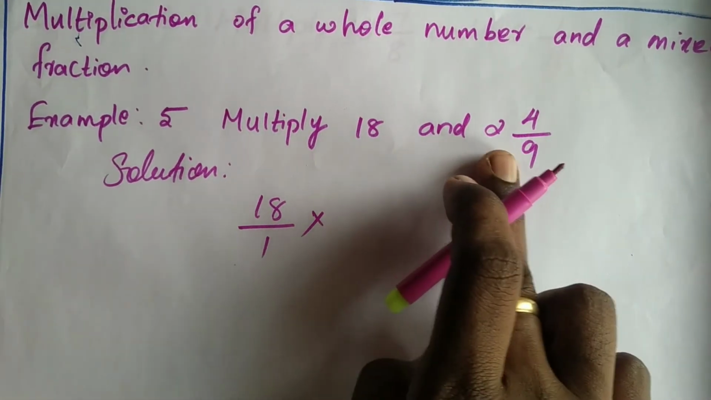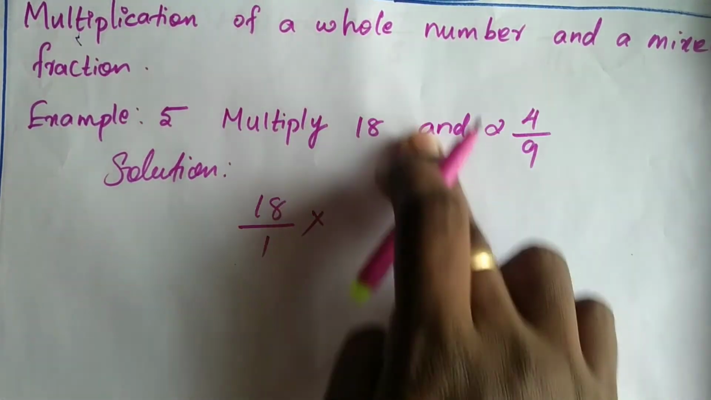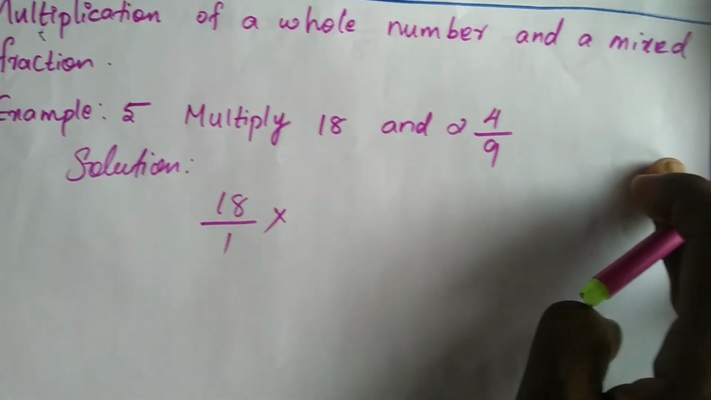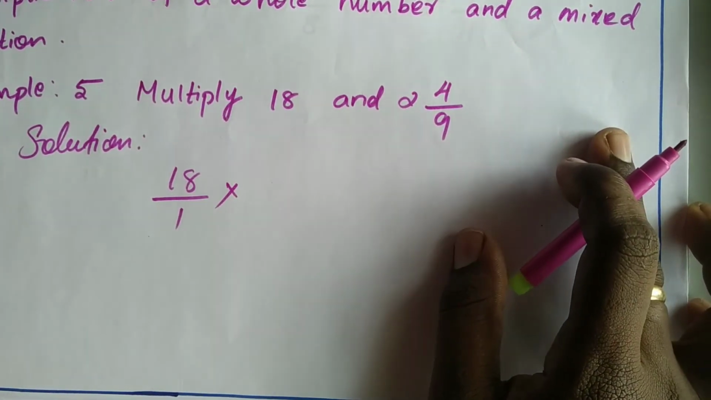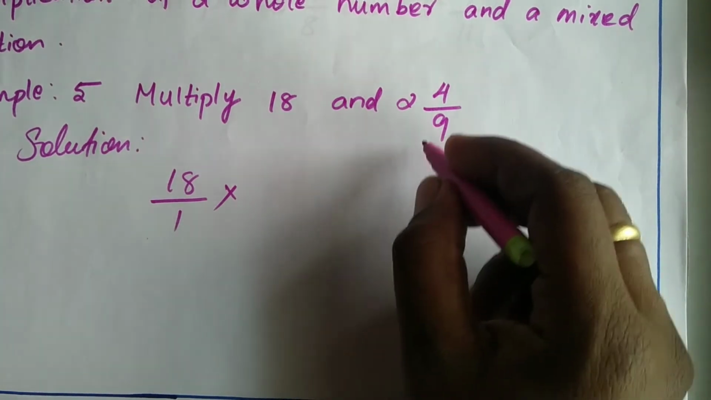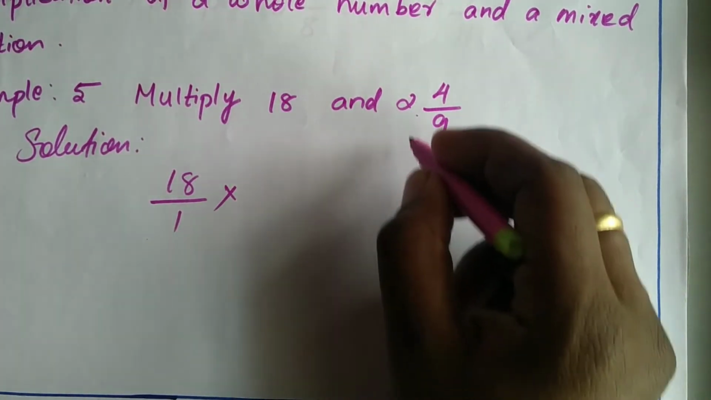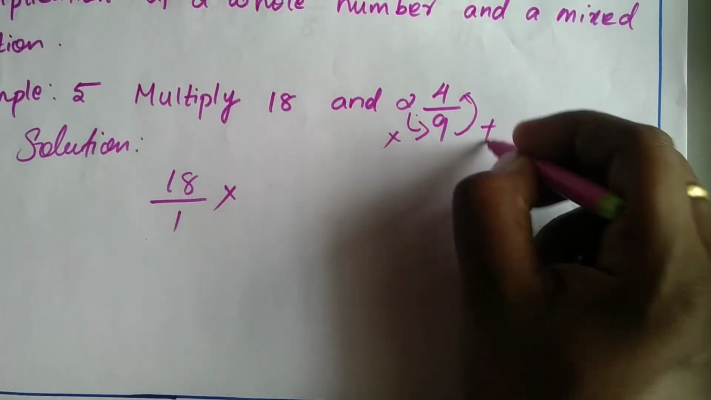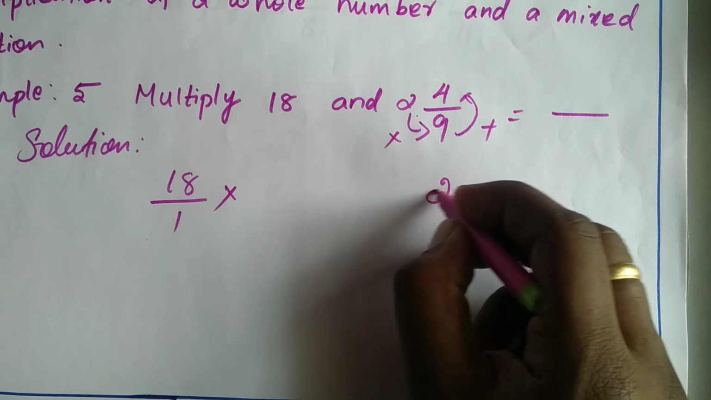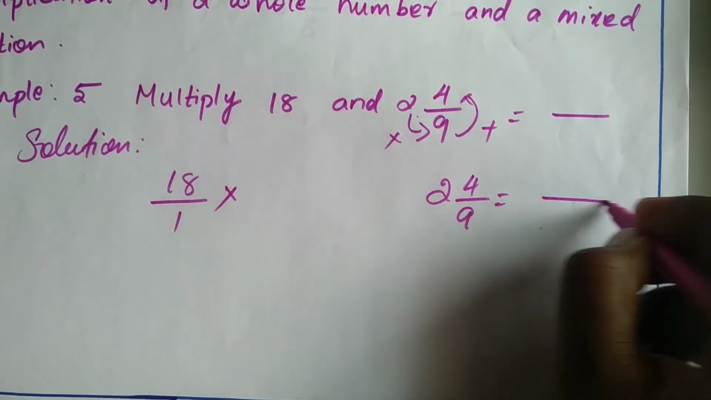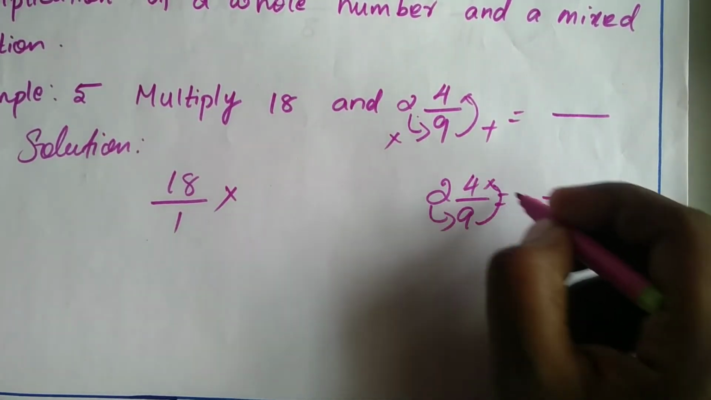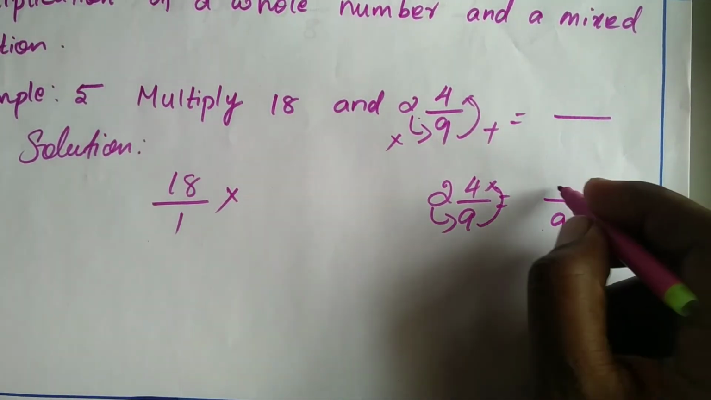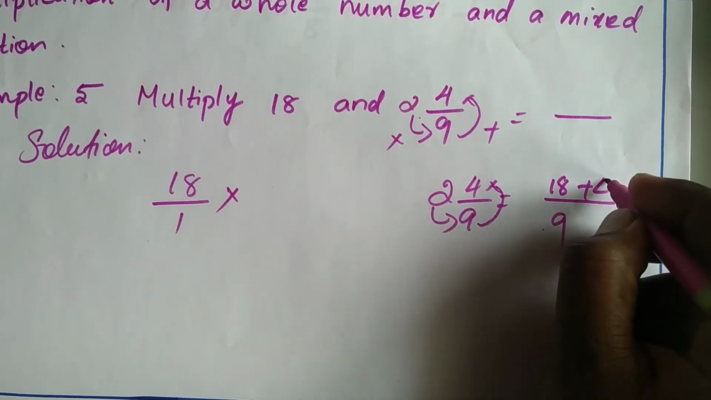Convert this mixed fraction into which fraction? Improper fraction. We already saw this in our last classes; those who have doubts, just go through that. Now listen here. 2 4 by 9: what to do? Multiply this 2 and add this. So 2 4 by 9 is equal to multiplying this 2 and adding this, using the same denominator 9. Multiply 2 into 9, it is 18 plus 4.